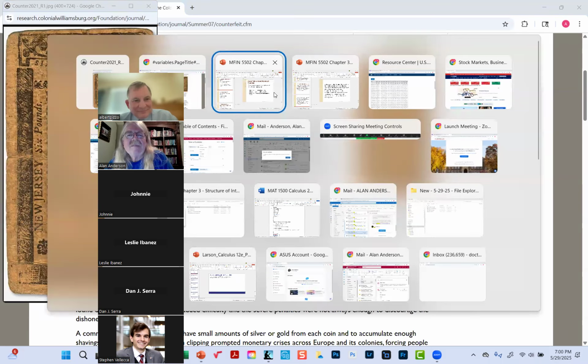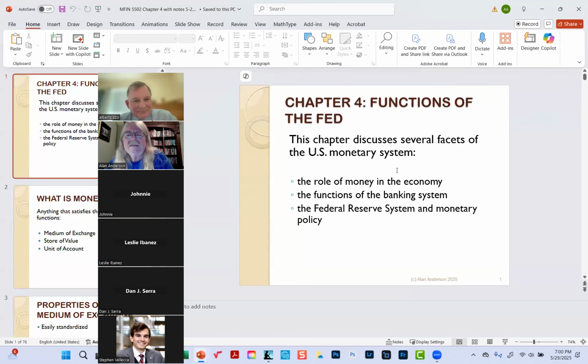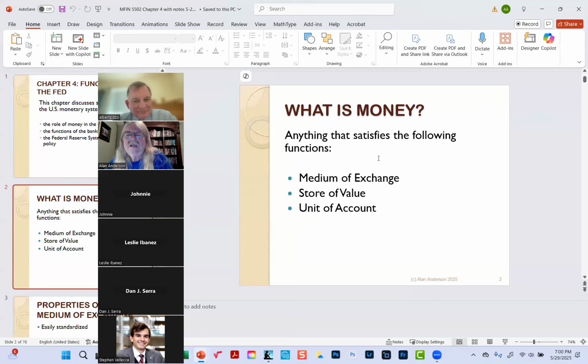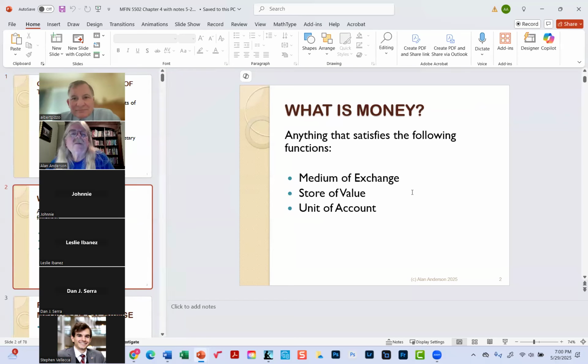But anyway, money throughout history has taken many different forms. And so we'll define money as any asset that satisfies three important qualifications. It must act as a medium of exchange, as a store of value, and as a unit of account. As long as it satisfies all three of those, we're good.